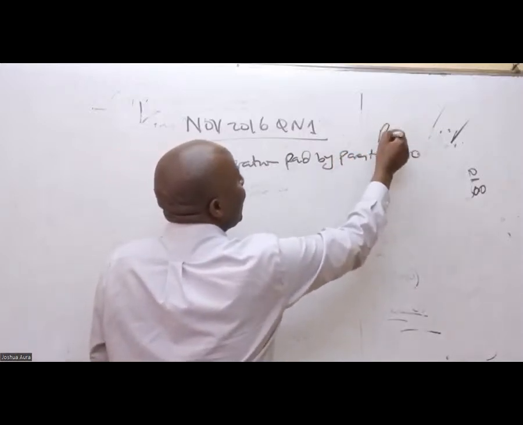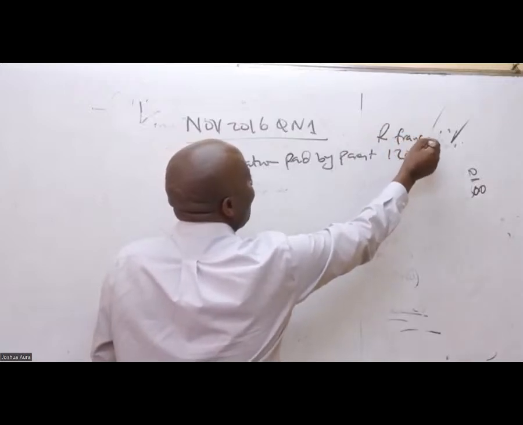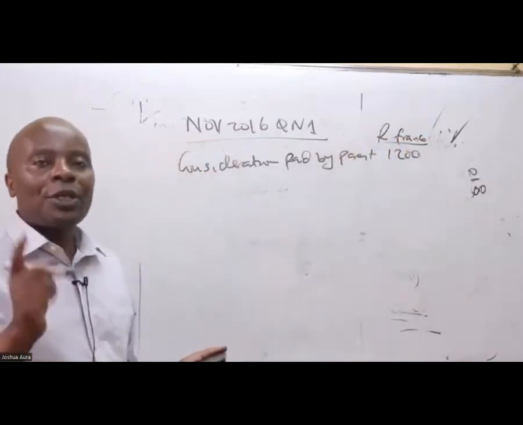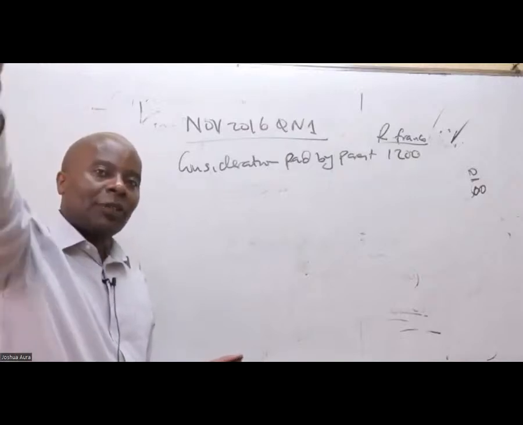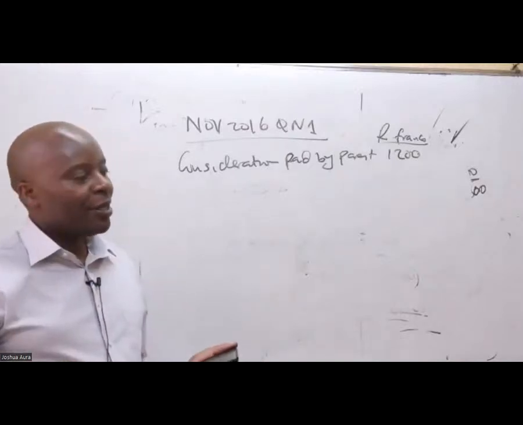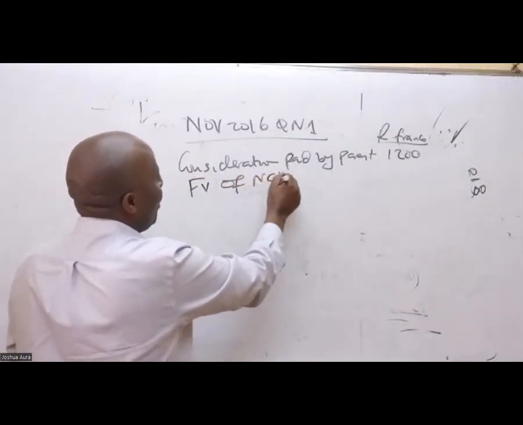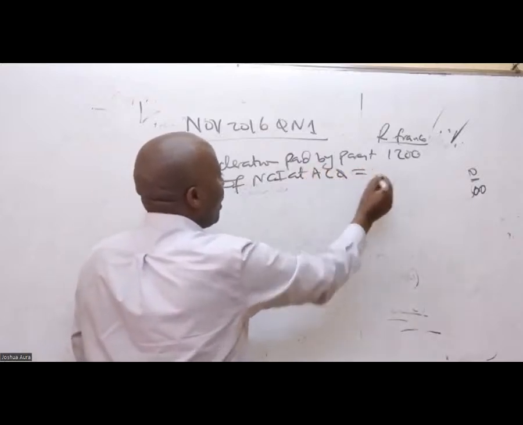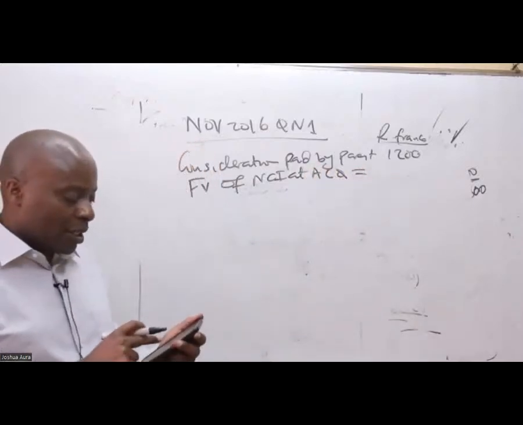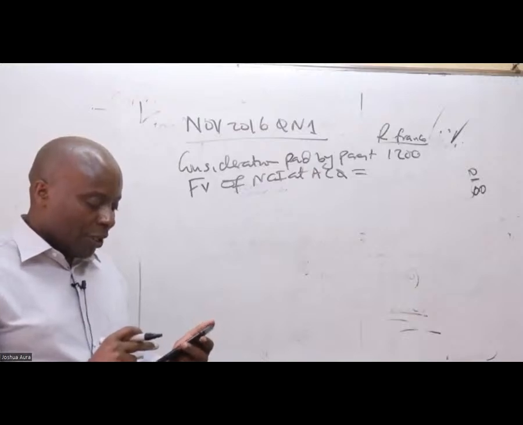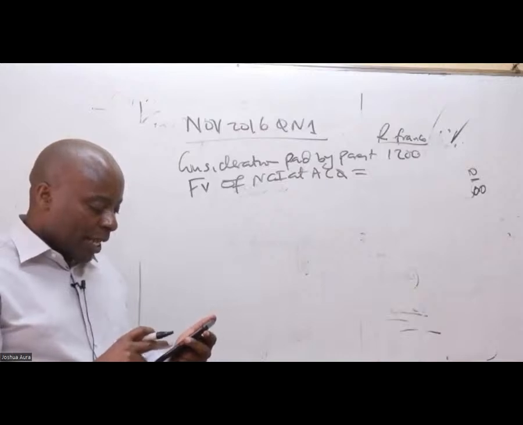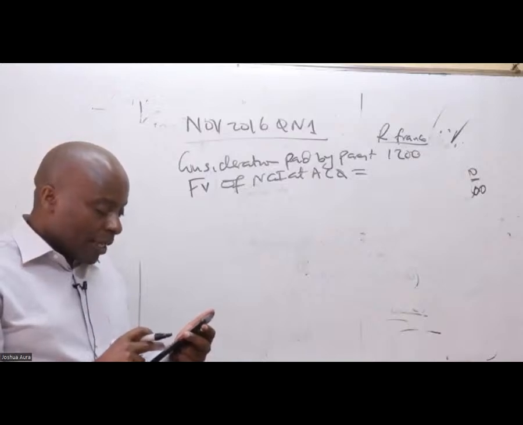Remember, this must be in terms of Rwandese francs. As you recall, we said goodwill is normally computed on the basis of the currency of that foreign country. So you look straight away for the fair value of NCI at acquisition. Have they given us the fair value of NCI at acquisition? Do you see it anywhere? The functional currency is like that.